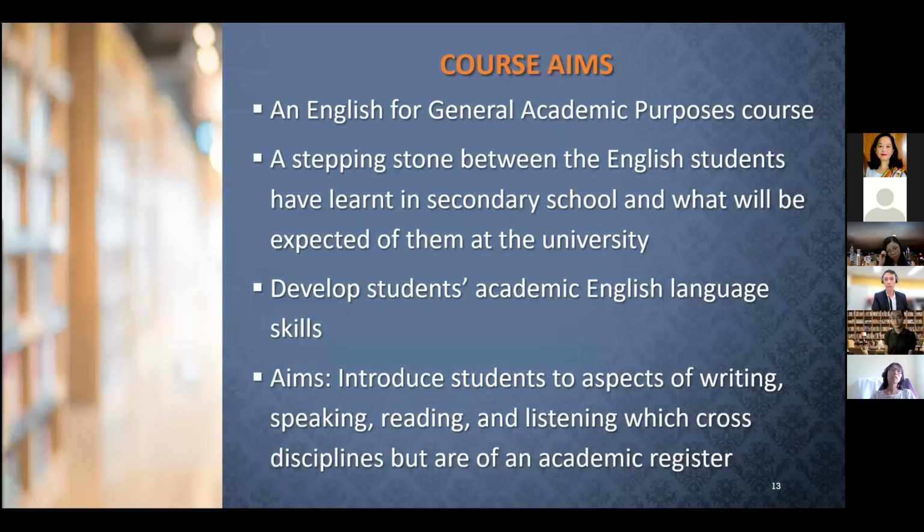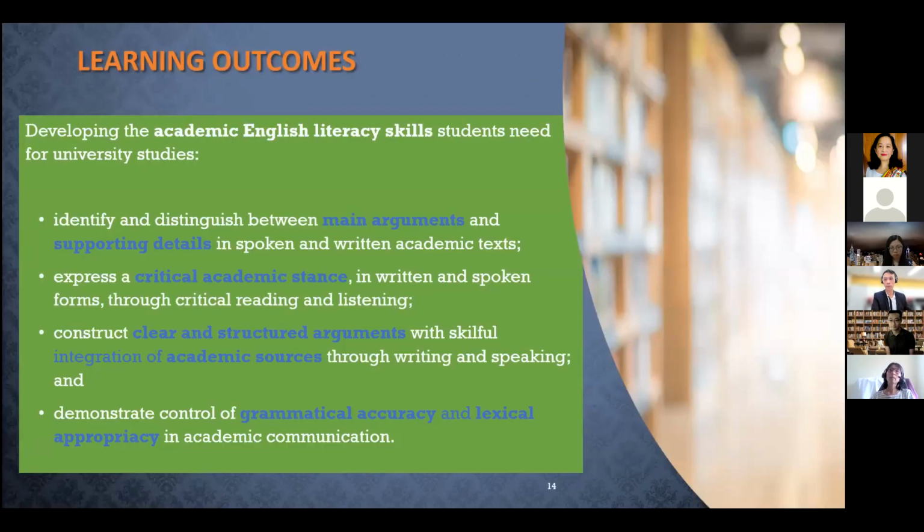And CES 1000 aims to enhance students' proficiency in academic English by introducing them to aspects of speaking, writing, reading, and listening, which cross disciplines, but are of an academic register. So in CES 1000, students will learn how to identify and distinguish between main arguments and supporting details, express a critical academic stance through critical reading and listening, construct clear and structured arguments with skillful integration of academic sources, and demonstrate control of grammatical accuracy and lexical appropriacy.